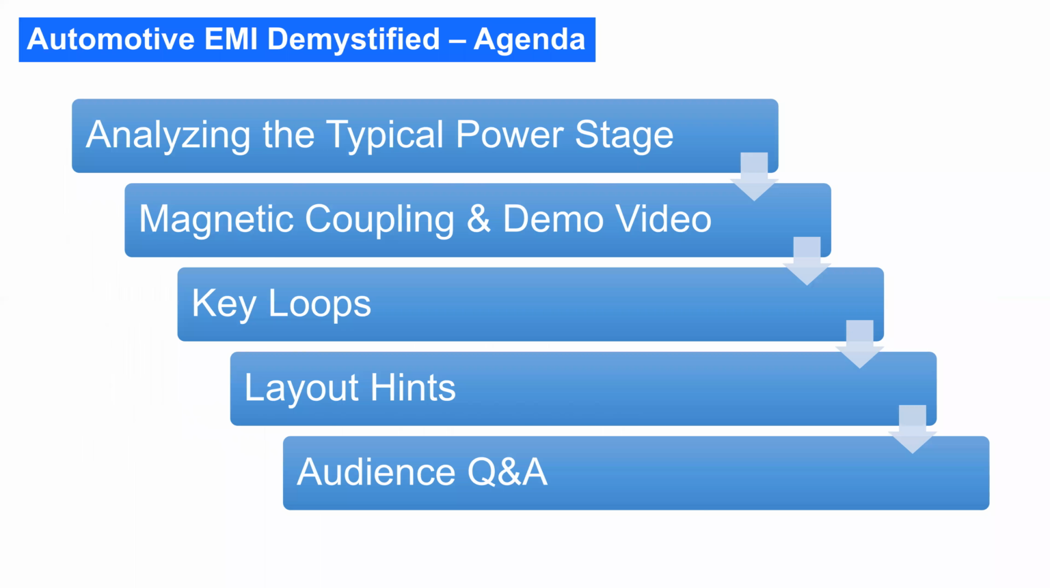So first we will analyze a typical power stage of a non-isolated DC to DC converter, which is the mainstay, or most often used in automotive. We will see magnetic coupling and demo videos for that. We will discuss key loops. We will go to layout hints, and then we go to your Q&A.